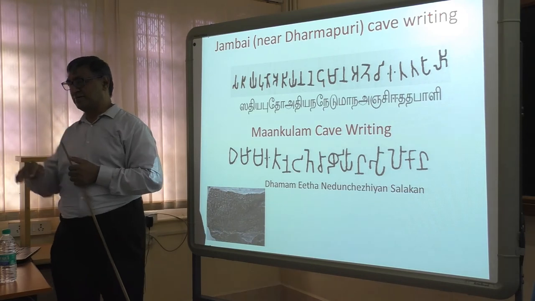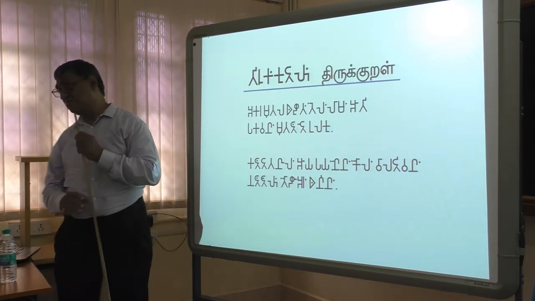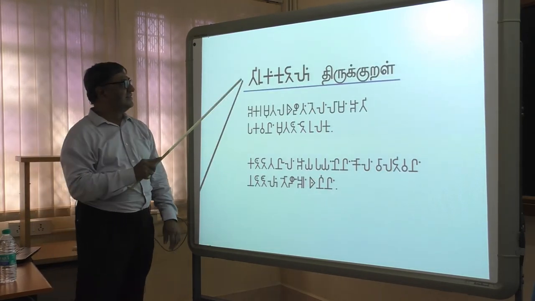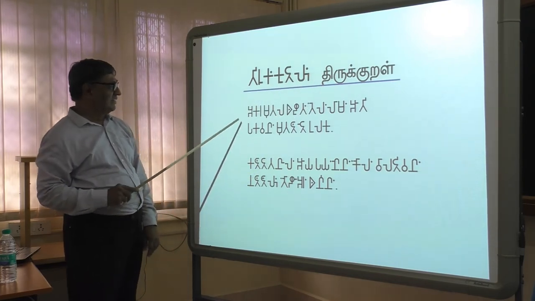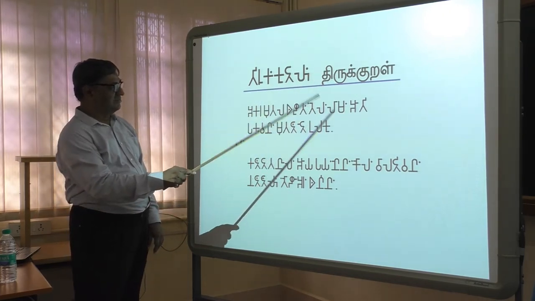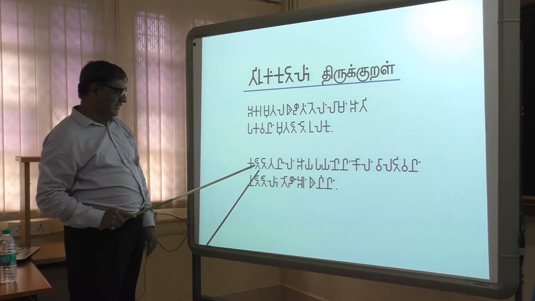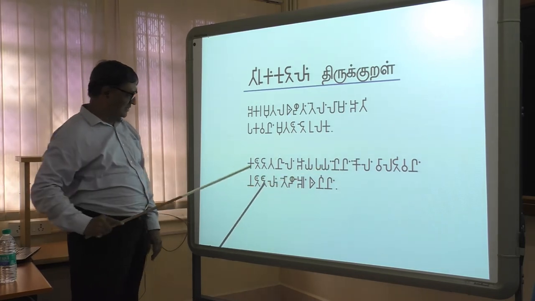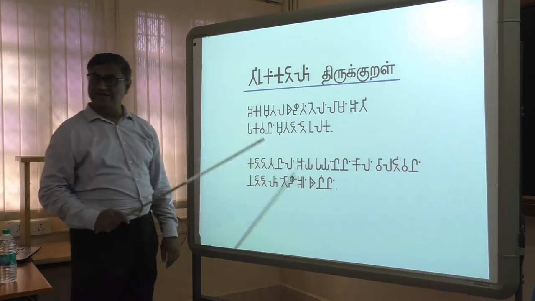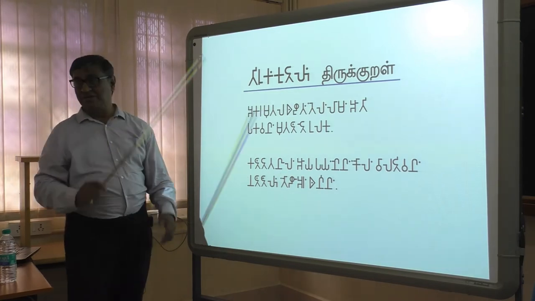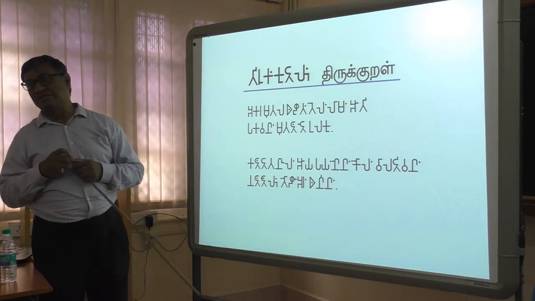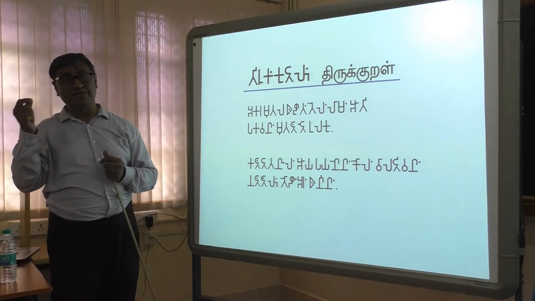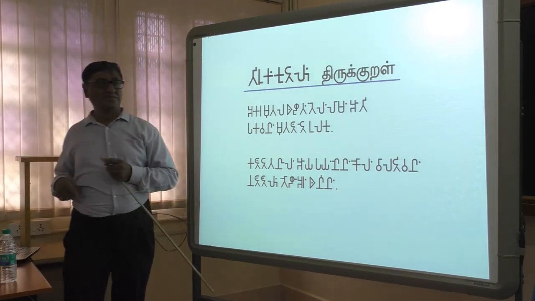Language is, but it was written in Brahmi script. And many things, like this Tirukkural, are written in Brahmi. Like that, you have written in this Brahmi. The present day Brahmi script came later, much later. It's called Pallava Grantha.